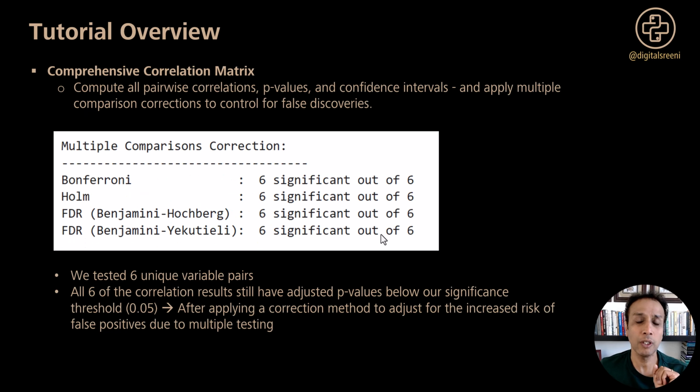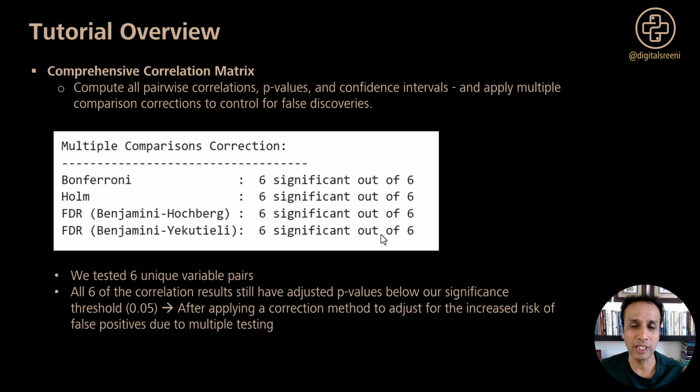The next thing we're going to look at is the comprehensive correlation matrix. In this case, we're going to compute all pairwise correlations. We have multiple, for example, 6 pairwise correlations of these different factors, and then we report the p-values and confidence intervals. If you look at the output on the screen, there is something called, for example, Bonferroni correction that we're going to apply, or Holm, or one of these other FDR corrections. What does that even mean?